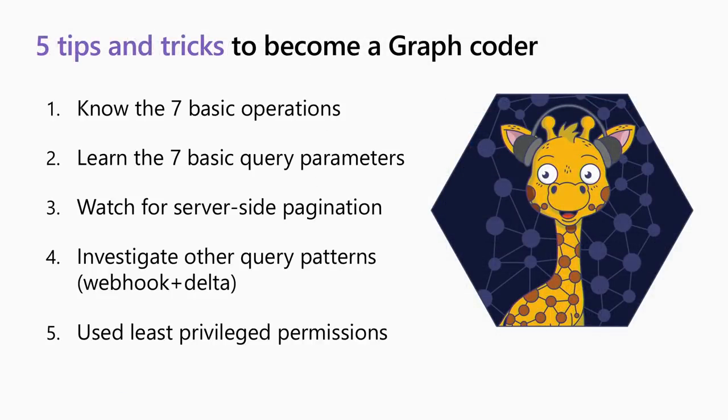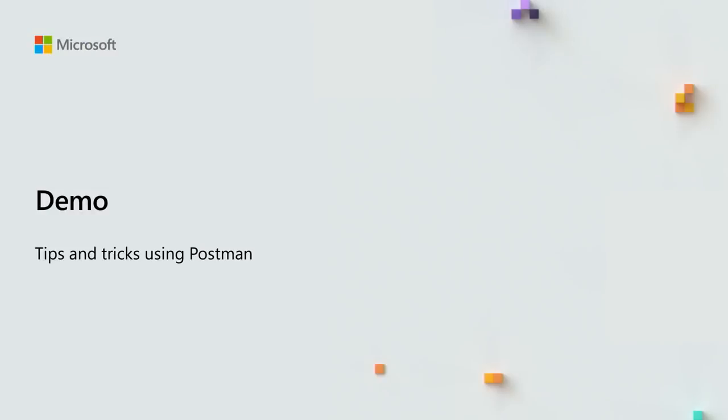Let's talk about one final set of demos. These are the 5 tips and tricks to become a graph coder. So Yina gave you the 5 steps to set up your graph application in the first place. Let's talk about the 5 tips and tricks to become a Microsoft Graph coder. The first 3 are all going to be in Postman. The last 2 will be in slides. So let's jump back to the demo machine one last time.